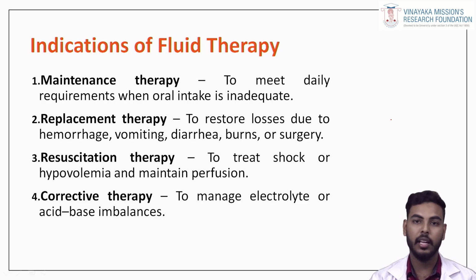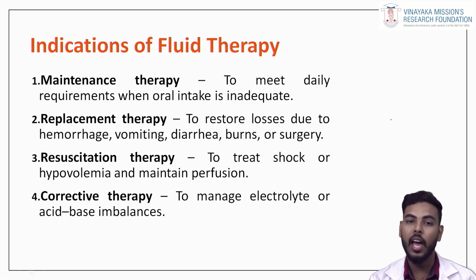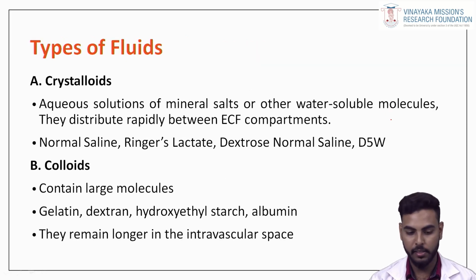Next is corrective therapy. Corrective therapy is mainly to manage electrolyte abnormalities and acid base imbalances. Electrolyte abnormalities include hyponatremia, hypernatremia, hypokalemia, hyperkalemia, hypocalcemia. These conditions are electrolyte imbalances. Coming to acid base imbalances, we have respiratory acidosis and alkalosis, metabolic acidosis and alkalosis. This will be done under corrective therapy. So these are the four major indications of fluid therapy.